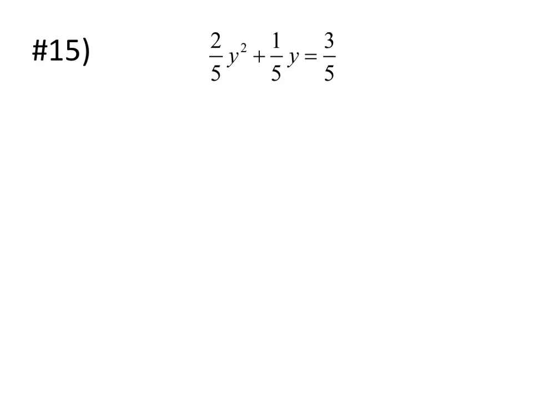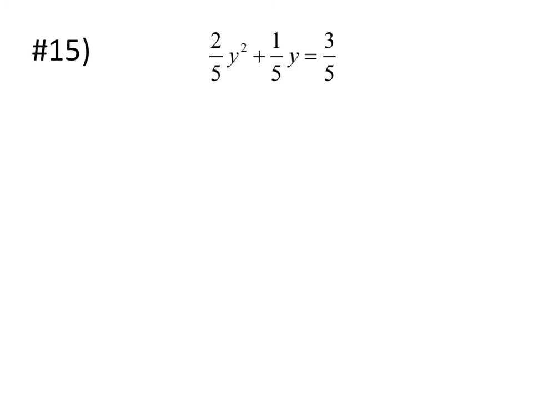Ooh, fun. 2/5 y squared plus 1/5 y equals 3/5. Okay. First, let's go ahead and subtract 3/5 from both sides. Well, actually, I changed my mind. Let's go ahead and get rid of the fractions first. Doesn't really make a difference either way, but I think this will be prettier if we do it this way.